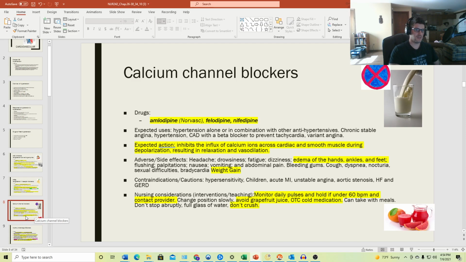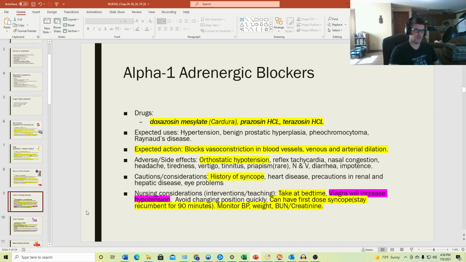All right. Next, we have alpha-1 adrenergic, I don't know if I'm saying that right, blockers, doxazosin and prazosin. So they all end in sin. So yeah, expected use, again, hypertension, benign prostatic hyperplasia. I thought that was kind of something to take note of, but she never mentioned it, so we'll see. I don't even know what that word is. And Raynaud's disease. So yeah, this is kind of a unique one.